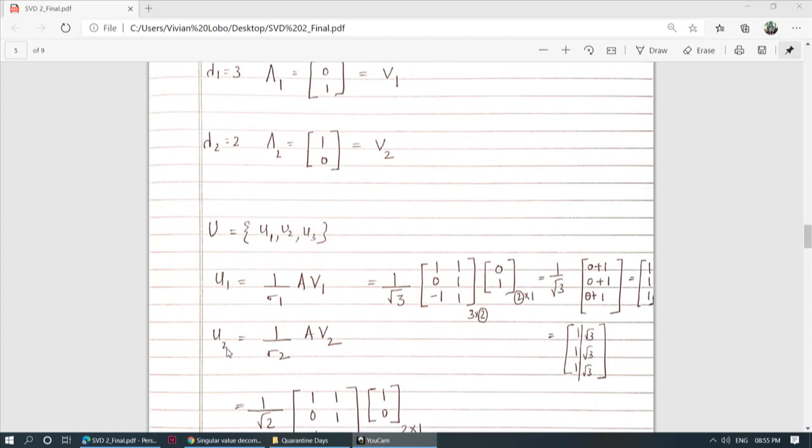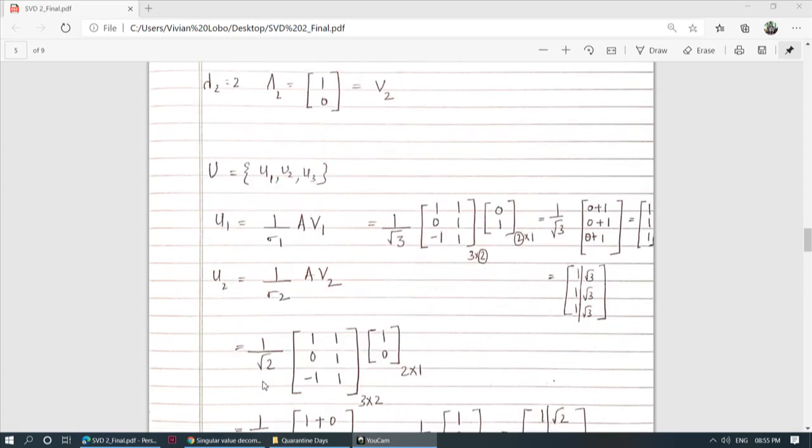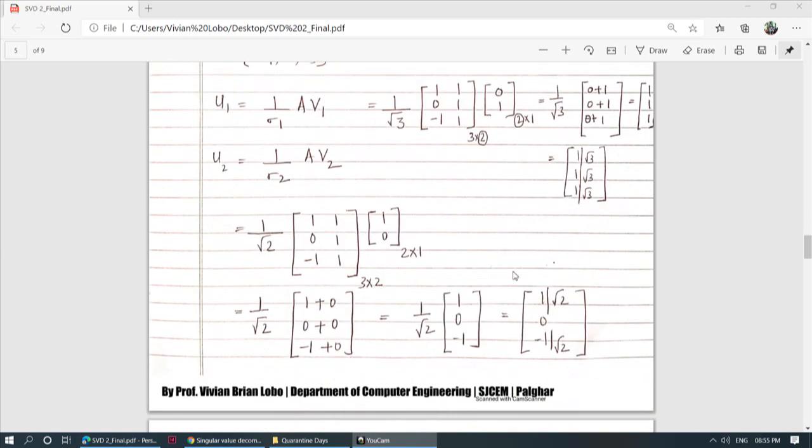In a similar manner, we will be finding out for u2. So 1 upon root 2, then A, and here it is 1, 0, the value of v2. So on performing matrix multiplication, the value of u2 we get is 1 divided by root 2, 0, minus 1 divided by root 2.